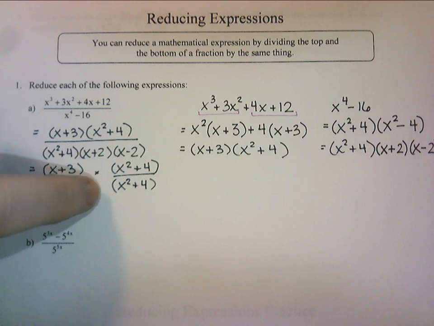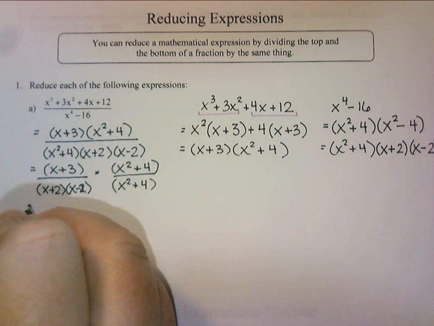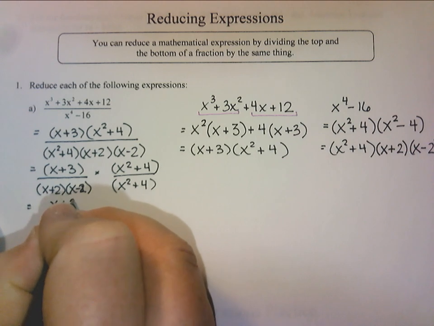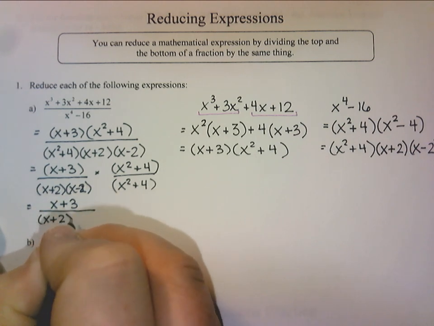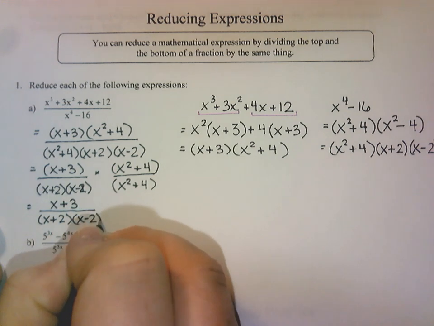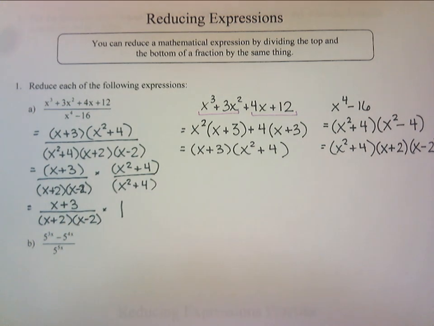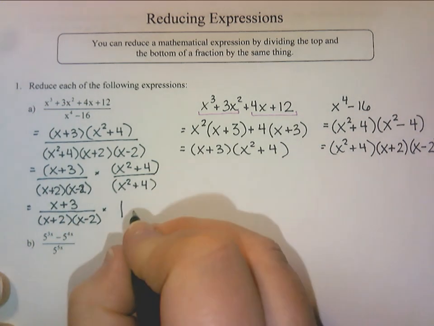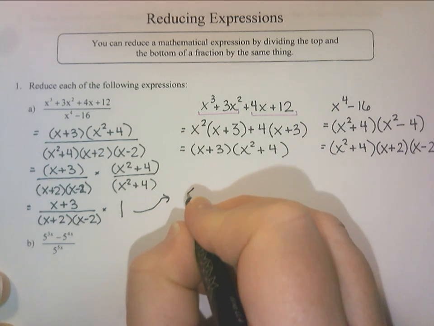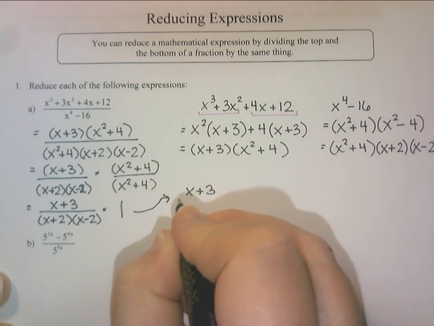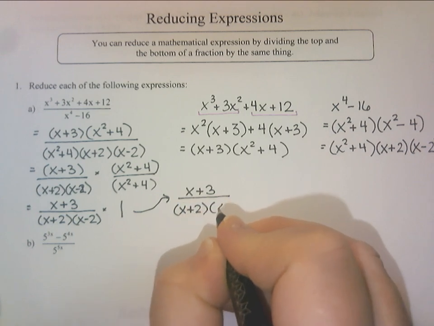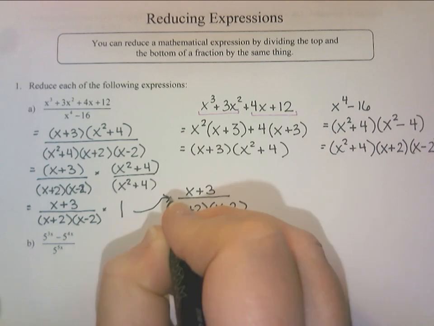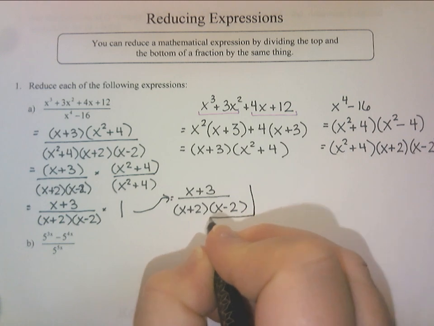X squared plus 4 divided by x squared plus 4 is just 1. So this is really x plus 3 times x plus 2, x minus 2, and then times 1. And anything times 1 is just itself. So this is going to end up just being x plus 3 over x plus 2, x minus 2. And that would be my final reduced answer.